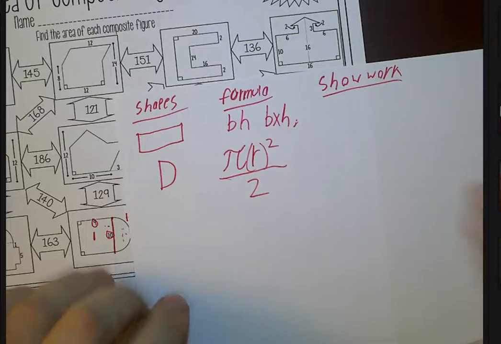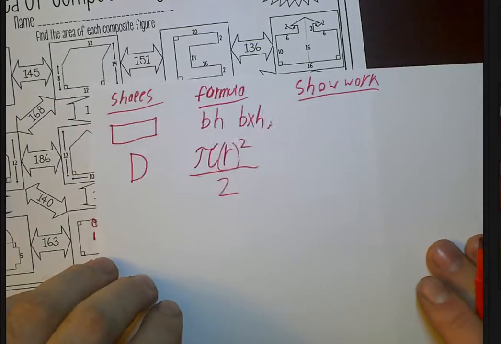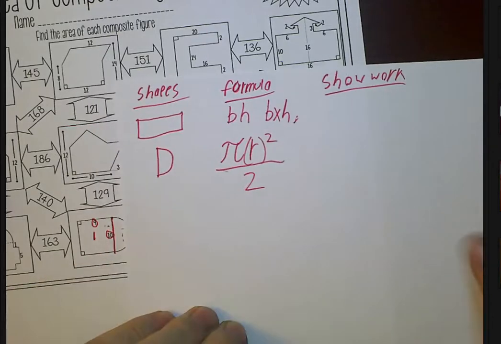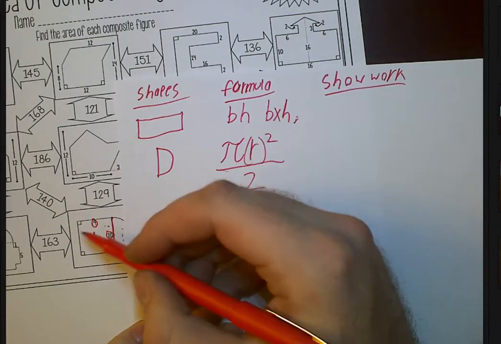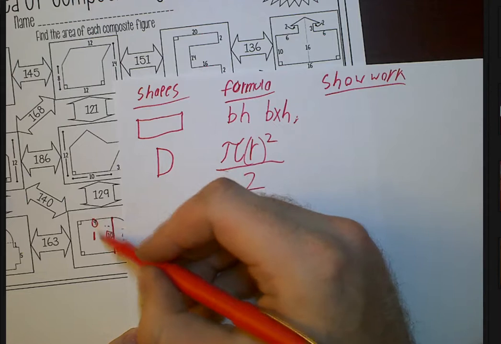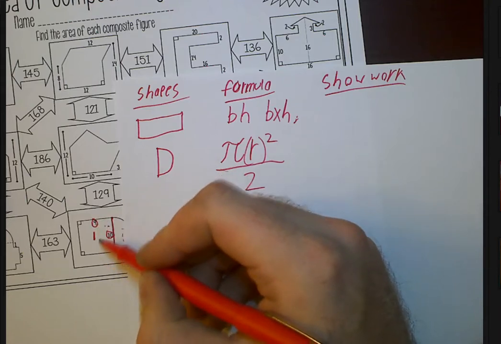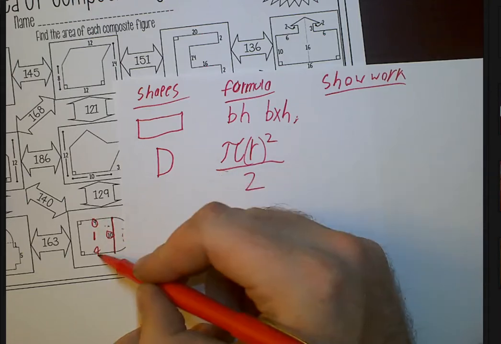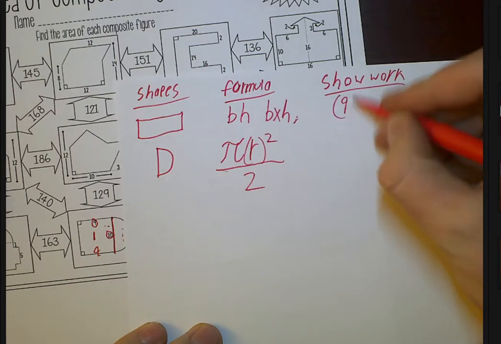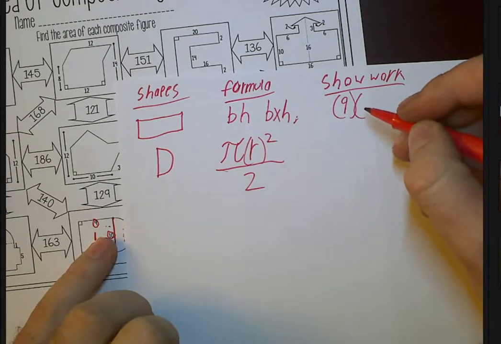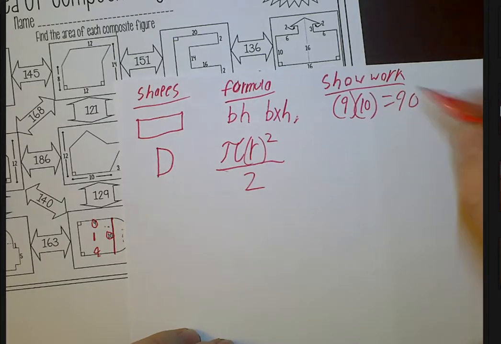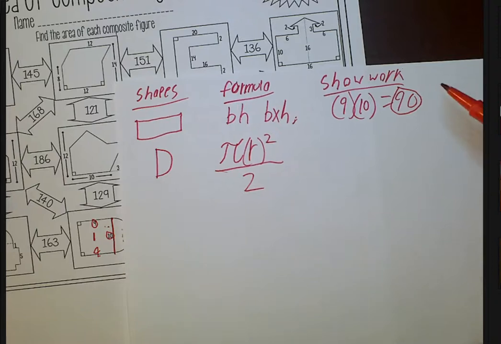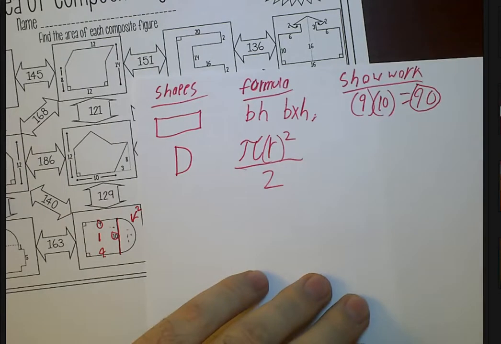So now I'm going to show work. Under the show work column, I'm just going to plug in my numbers. So I'm going to start with the rectangle. I see that my base is 9. At the top up here it says 9, and in rectangles I know opposite sides are equal, so there's also a 9 down here. So my base is 9. My height is 10. So I have 9 times 10, that equals 90. That's the area of that rectangle that we're going to add to the area of the semicircle.